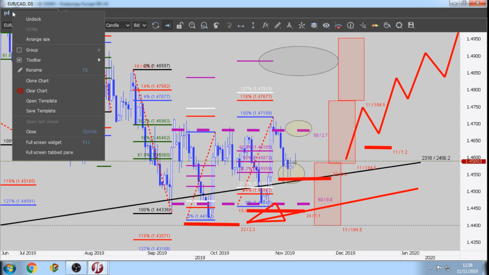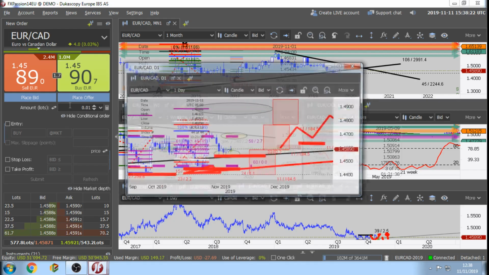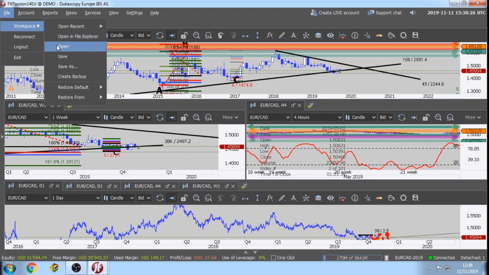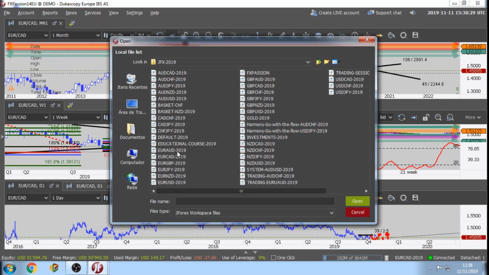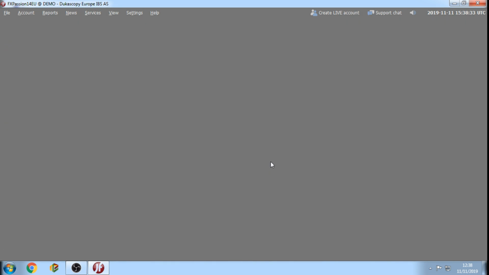So this is EuroCAD. Next. Okay, move like this. EuroCAD. So Euro AUD not tradable, EuroCAD. Euro GBP, if it's sideways, not tradable. Let's wait.